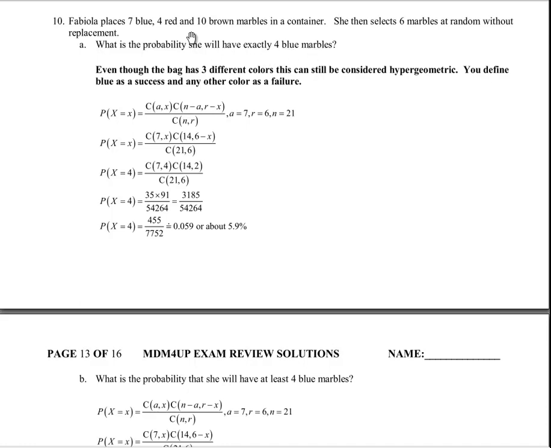Now, we're asked what's the probability of exactly 4 blue marbles. So we're identifying the blue as the special kind of thing. So that's why A would be 7. Now we're selecting 6 altogether, so that's why R is 6. And 7 and 4 is 11, plus 10 makes 21, so N is 21. So in the formula, we'll replace, so A is 7, so this will be 7 choose X here. N minus A, 21 minus 7 here, would be 14.